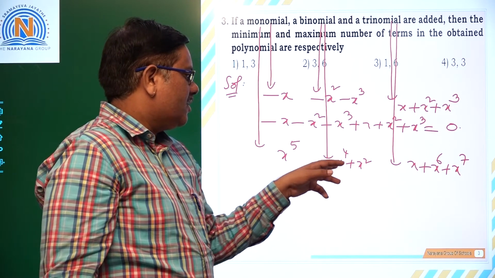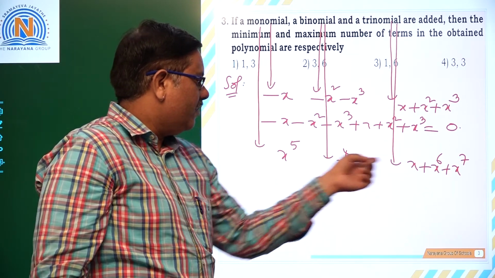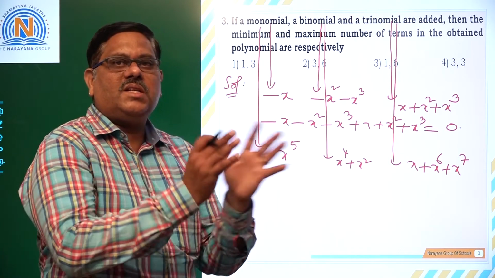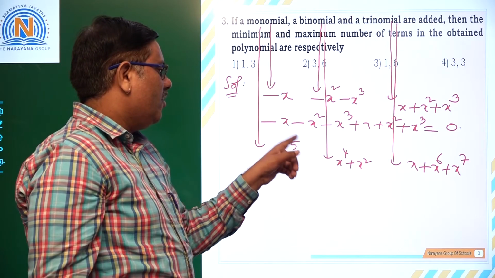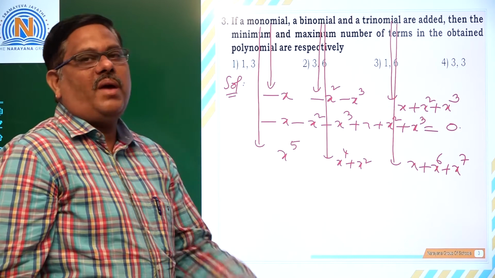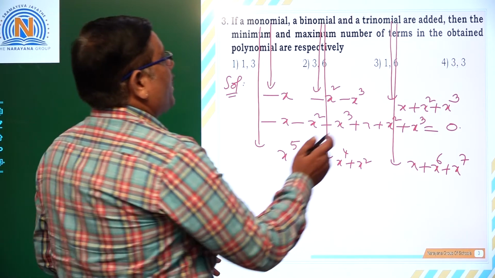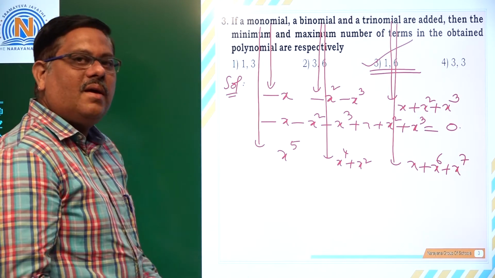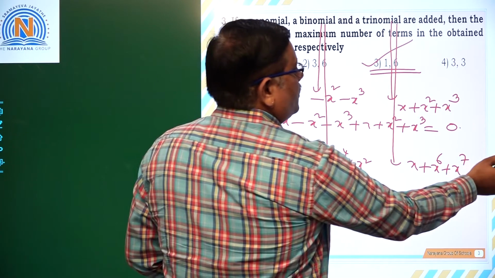Because x power 4 is nowhere, x square is nowhere, we have all different powers. So as it is, we have to write. So how many total terms are we going to have in the sum? 1, 2, 3, 4, 5, 6. This is the maximum possibility. So 6 is the maximum possibility and the minimum possibility is 1. So the third option is the right answer for us. Let us see the next question.